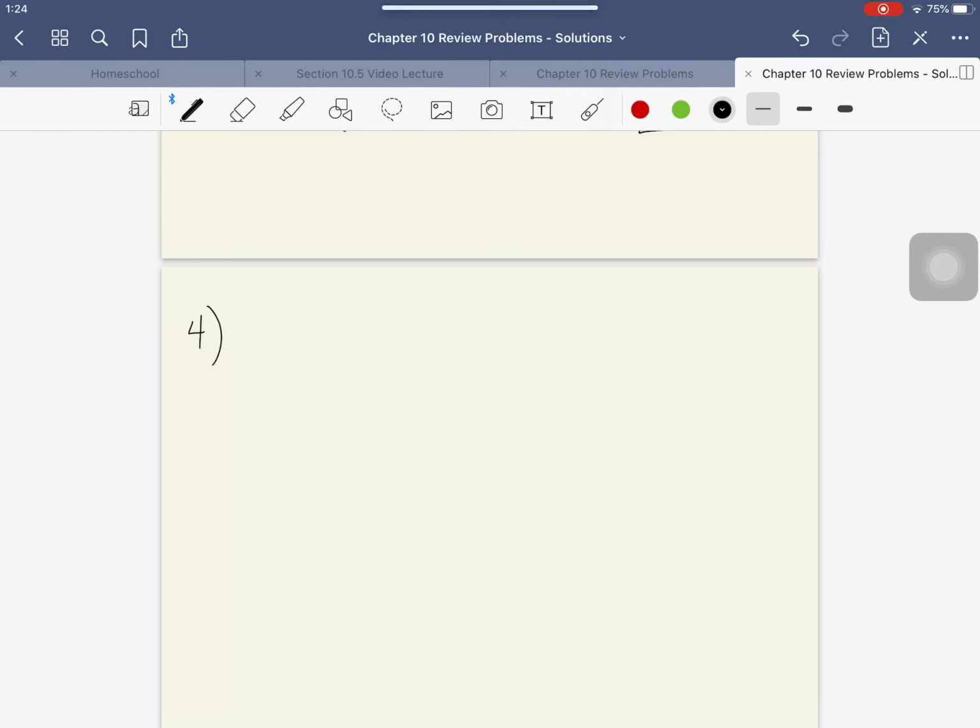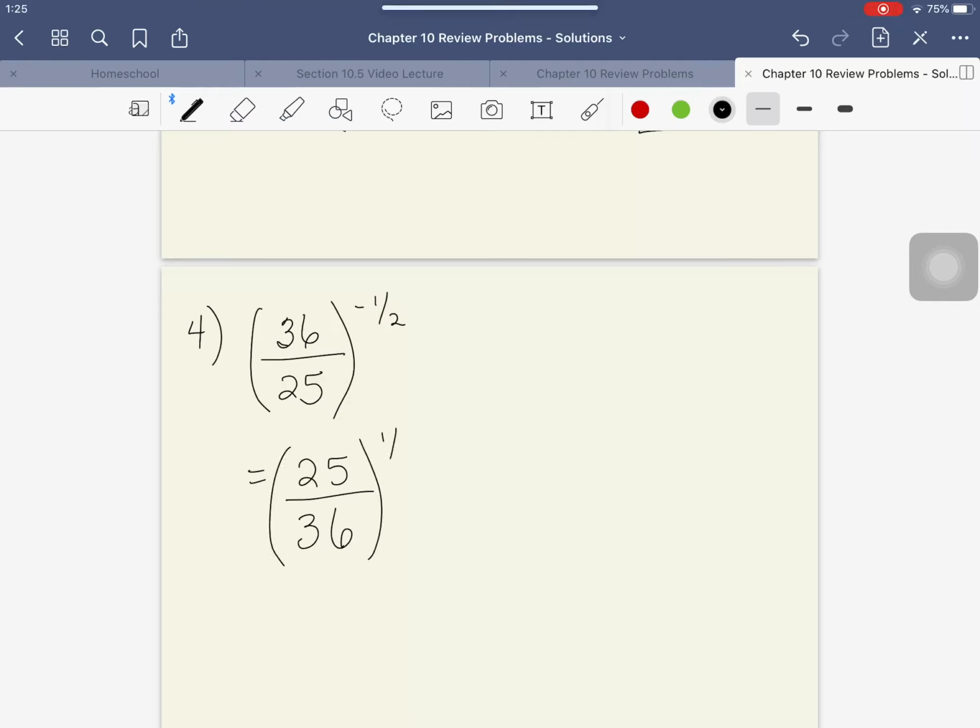All right, number 4 is 36 over 25, and that is raised to the negative 1/2 power. So first I can rewrite this as 25 over 36, and now it's going to be to the positive 1/2 power. So that means that I will take the square root of both the numerator and the denominator, and so that will equal 5/6.